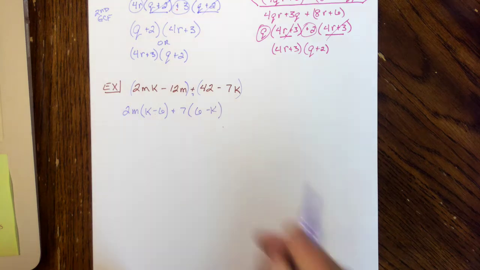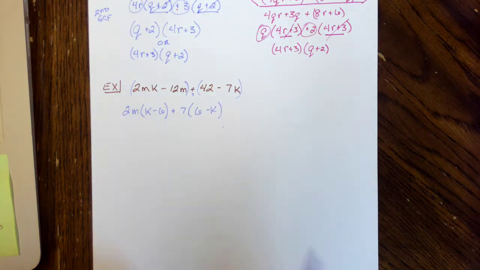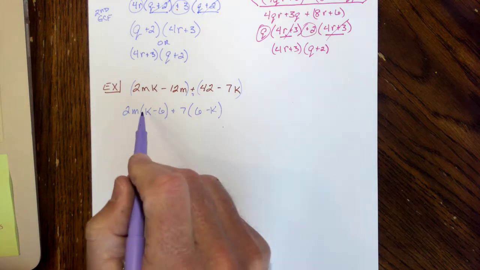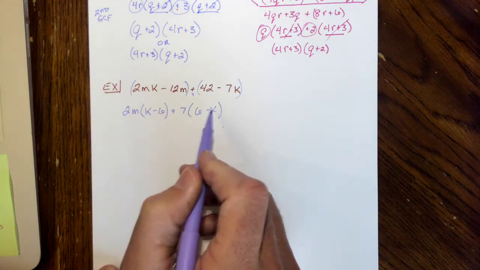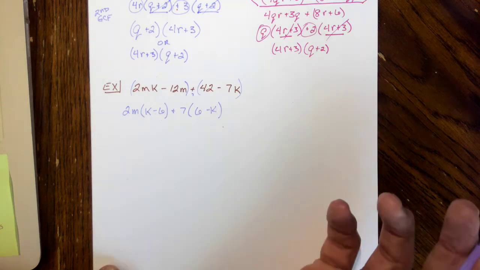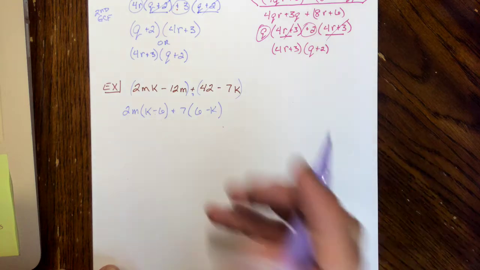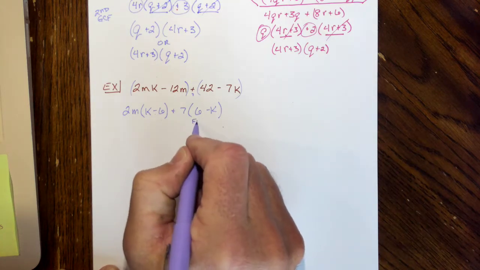We've got a slight problem here. What's our slight problem, you might ask? Well, look. K minus 6, 6 minus k. Positive, negative. Negative, positive. They're complete opposites. We need them to be completely the same. So what do we do? Factor out a negative 1.